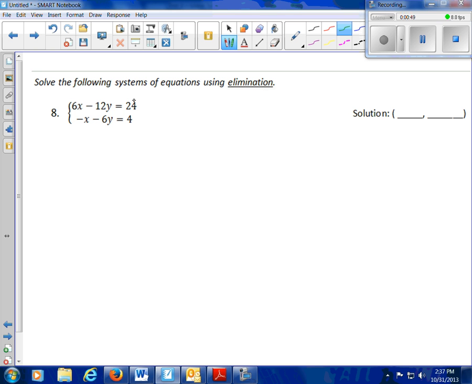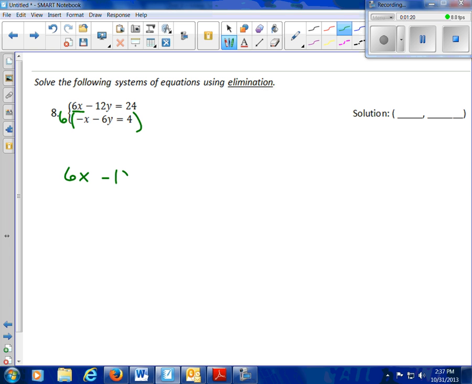Alright, so in this case, if I see that I have just a negative 1 in front of x, I can multiply 1 by anything to make it whatever I want. So if 6x is the number in front of x in the top equation, I want to make sure that the x below it is a negative 6x. That way when I add 6x and negative 6x together, I get 0. And I'm going to do just that. I'm going to multiply that second equation by 6.